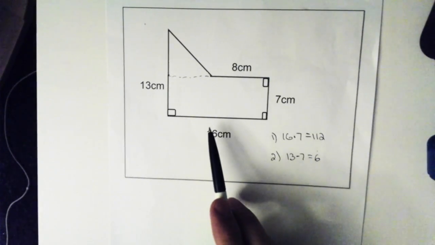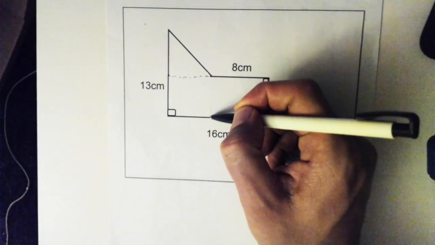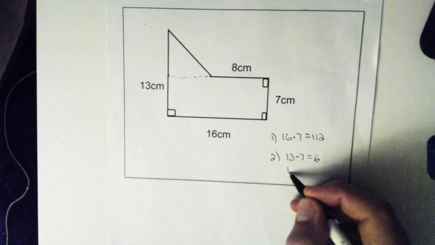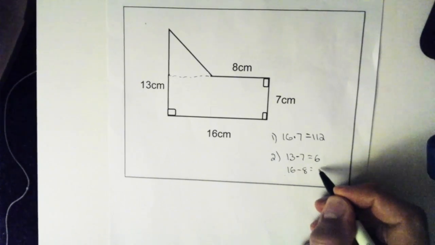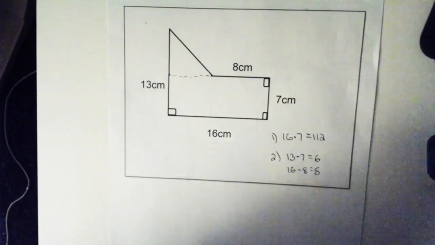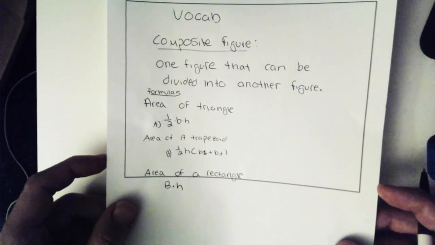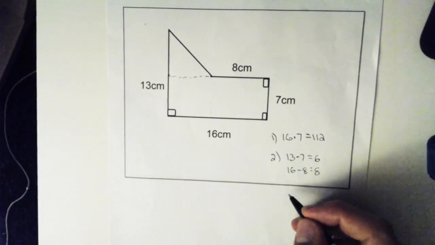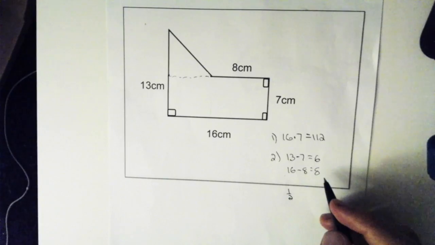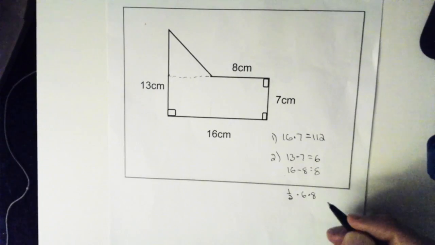At our rectangle here, we can see that this splits up our rectangle nearly in half. So we have 16 minus 8, which is 8. And the two different factors of our triangle are 6 and 8. To find the area of a triangle, you have to use half base times height. In this case, we have half. Our height is 6. And our base is 8.